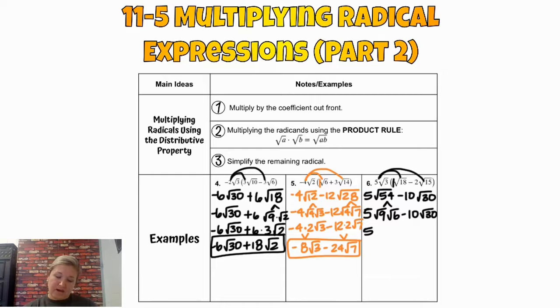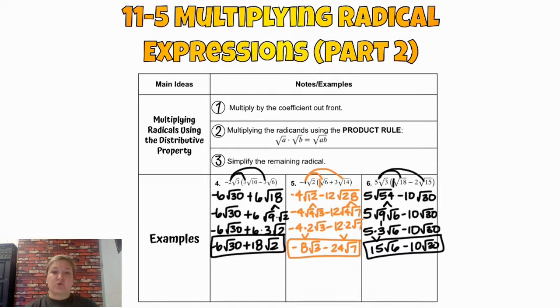And then I would have 5 times 3, because that's what the square root of 9 is, times the square root of 6, minus 10 square root of 30. Multiply those two together, I get 15 square root of 6 minus 10 square root of 30. I'll leave that there. Okay.